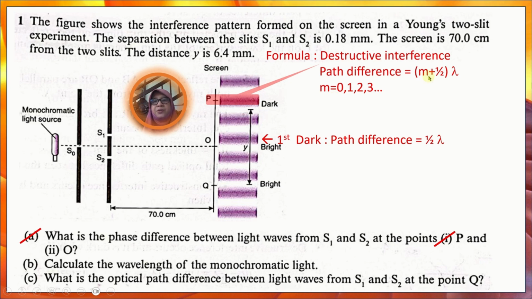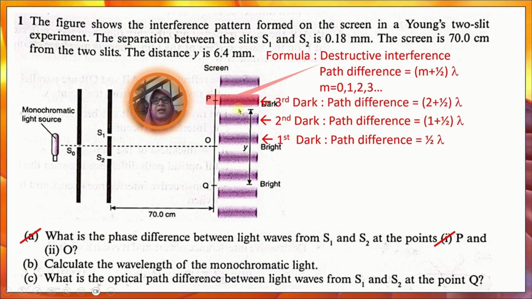From the formula, m equals 0 gives 0 plus half times lambda, so we get half lambda. So here m equals 1 and the path difference will be 1 plus half lambda. And at point P, m will be 2, so 2 plus half lambda. So we get the path difference equal to 2.5 lambda.